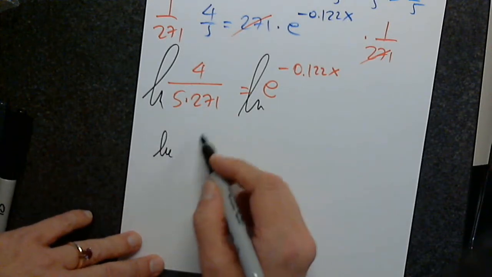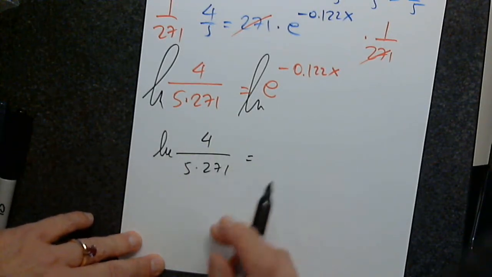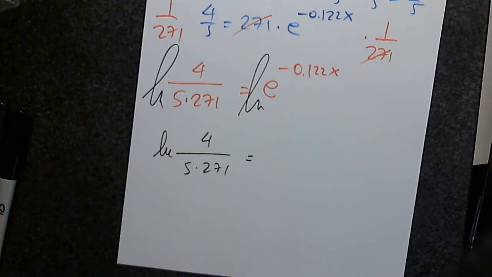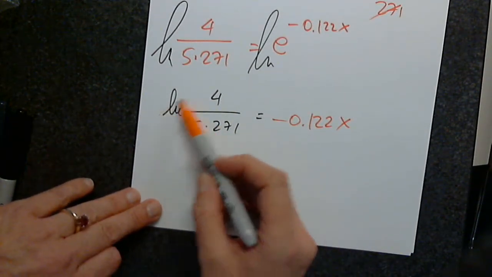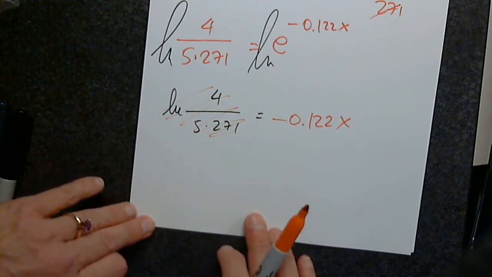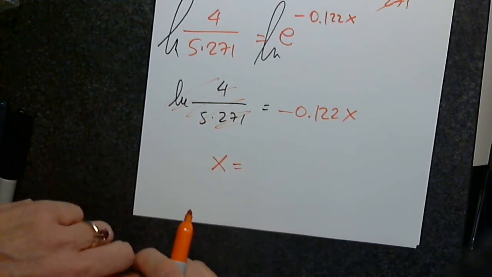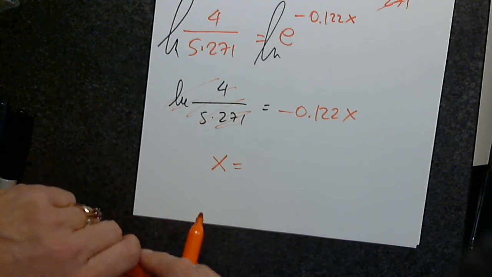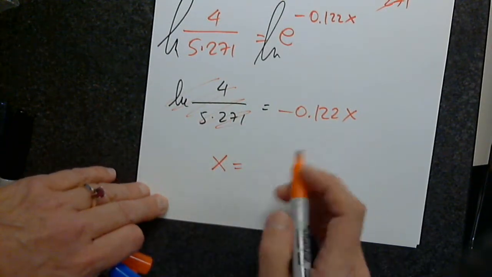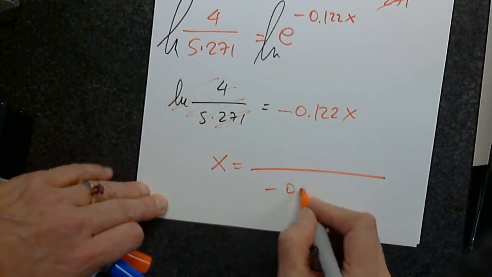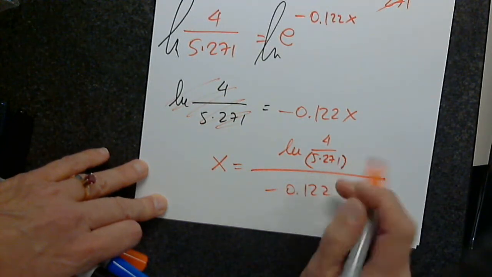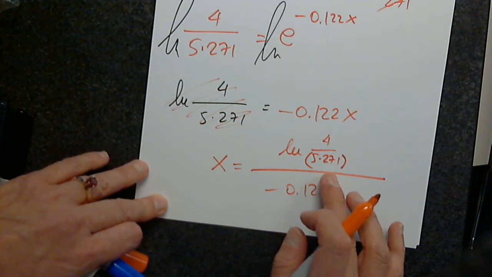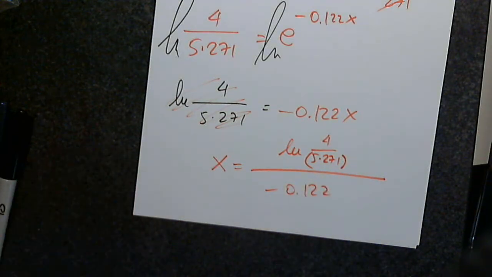The left-hand side is natural log of 4/5 times 271. Can anyone give us the right-hand side? Yes. Negative 0.122x. Don't bother with this. This is just a number. And finally, I get x. How? Exactly. This over this. Excellent. Thank you. Be very careful with this. Very careful. So let's do this together. Let's put it in the graphing calculator together.